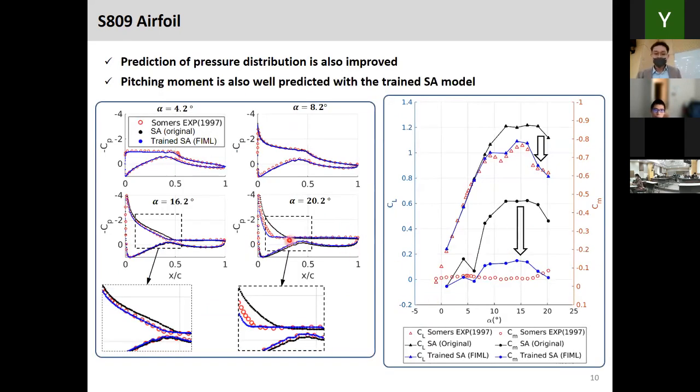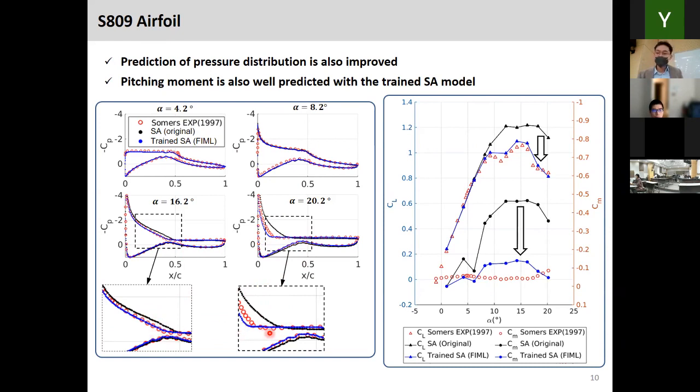And here I have a pressure profile of that airfoil that we saw in the previous slides. So I have four angles of attack: 4, 8, 16, and around 20 degrees. For the small angles of attack, the pressure profile of the trained SA model is more or less the same as the original SA model, which it should be. And for high angles of attack beyond the stall angle, the trained SA model results show better agreement with the experimental data.